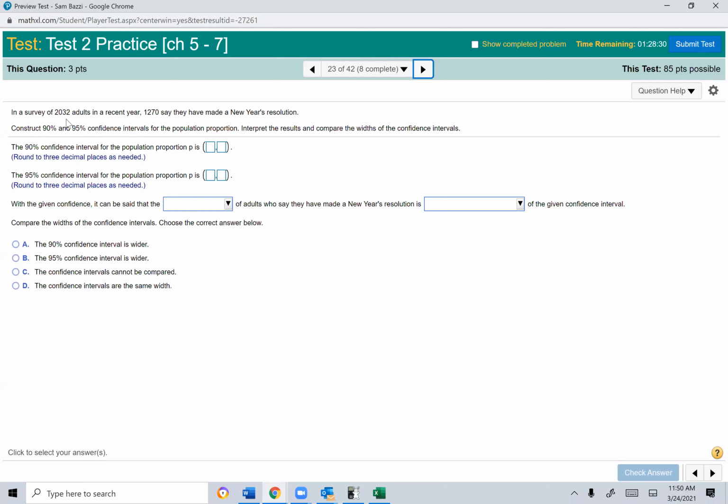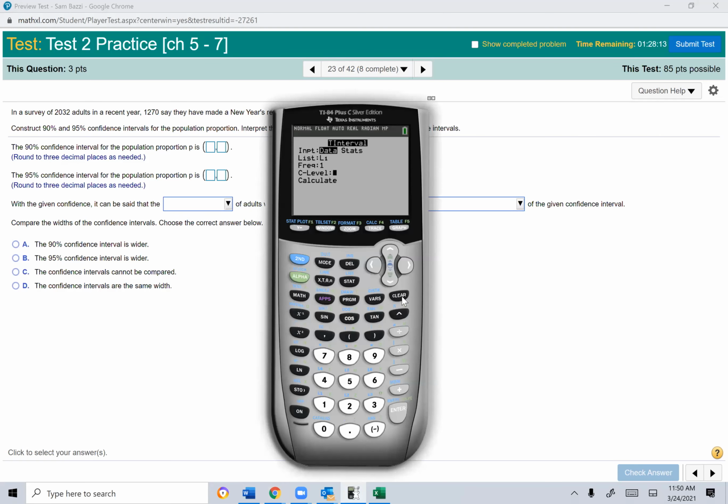Okay. In a survey of 2,032 adults in a recent year, 1,270 say that they have made a New Year's resolution. Construct a 90 and 95% confidence interval for the population proportion. Do you still remember, guys, the name of the test? If I show it to you, now we're doing confidence interval for the proportion.